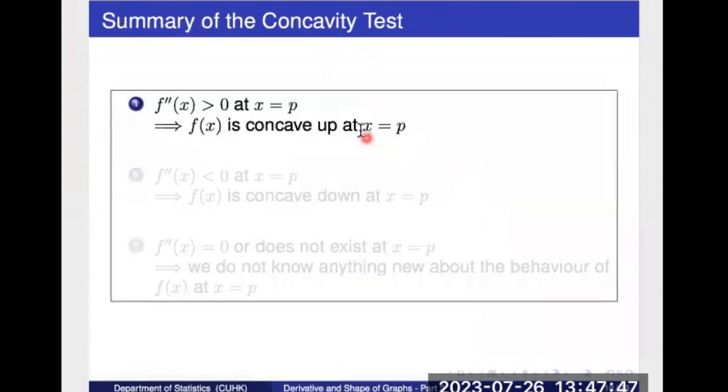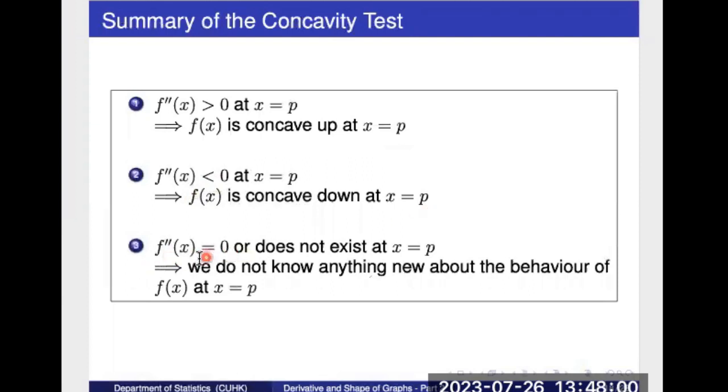In summary, to check concavity at a point, if f double prime of p is greater than 0, the function is concave up at p. If f double prime of p is less than 0, the function is concave down at p. However, if the second derivative of a function is equal to 0 or does not exist at x equals p, then we learn nothing new about the behavior of the function at x equals p.